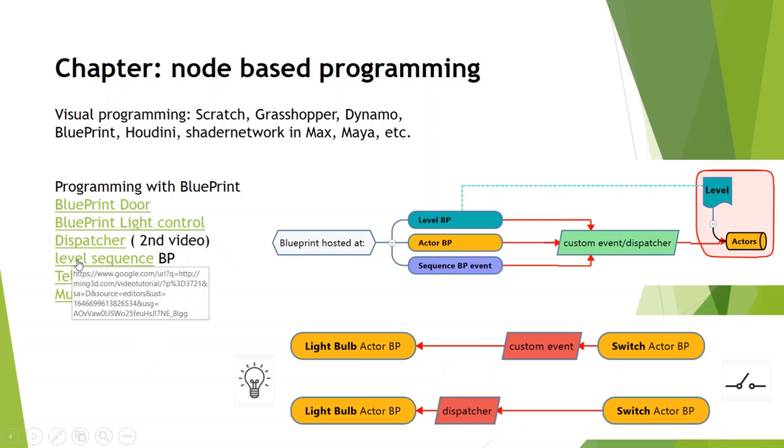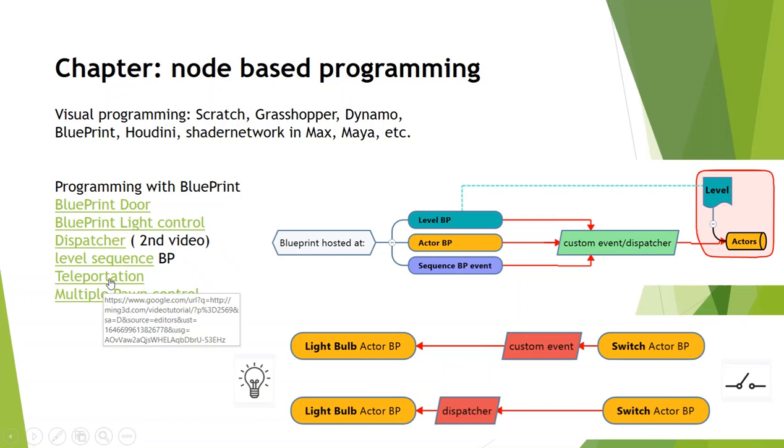Level sequence is a tutorial that talks about the sequence BP, how you can associate BP with a timeline. So when you play and reach some point, the BP will be triggered. Teleportation is another BP script. Multiple pawn control is another BP script. You can teleport, and you can swap from one character to another. Yeah, so these are a little bit more advanced tutorials for you guys.